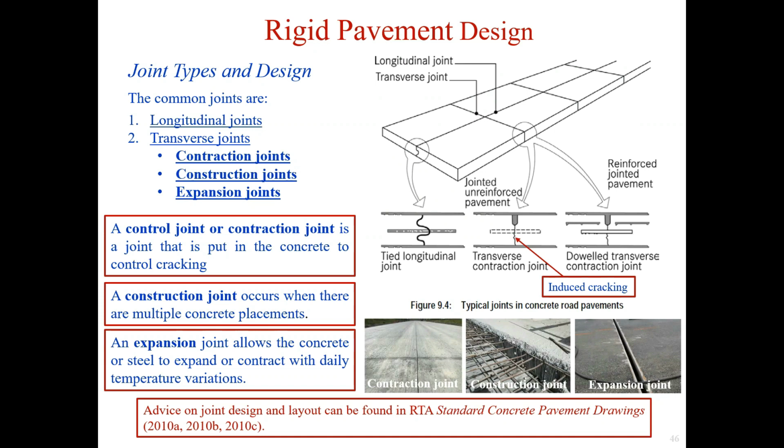A joint layout should be designed which is compatible with the road geometry, the length of a slab, the type of joint, and the construction method. Advice on joint design and layout can be found in Road Traffic Authority (RTA) standard concrete pavement drawings, as shown in the bottom.